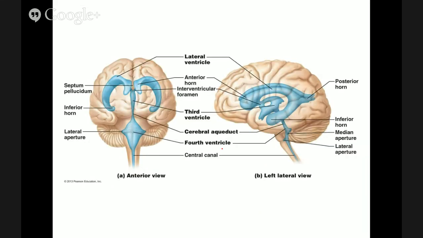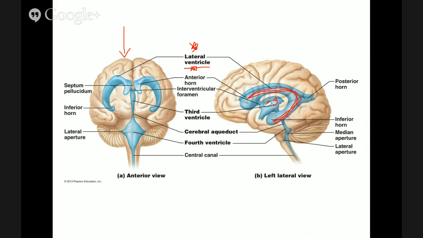So here you can see the ventricles again. This is the picture we just saw previously, but here's what it looks like from the side, from the lateral view. So here, all of this guy right here, that entire kind of backwards C-shaped structure right there, that is all lateral ventricles. So it's a really big compartment for your CSF. And then here's your third ventricle right here.